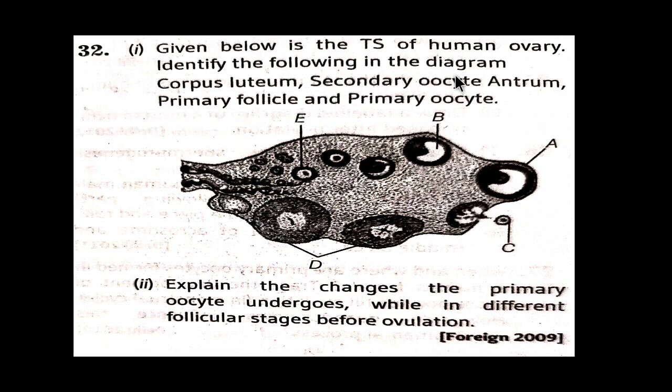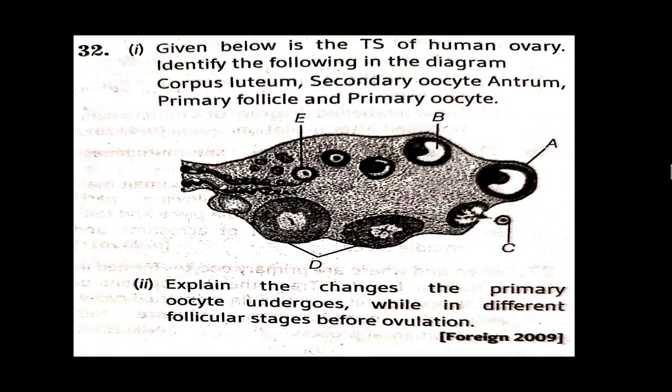Okay, now next, given below is a TS of human ovary. Identify the following in the diagram. Okay, so again you have to identify the following in the diagram and explain the changes the primary oocyte undergoes while in different follicular stages before ovulation. Now just before we have discussed the same type of question, but there the thing was different. So here also the same thing you have to write down.